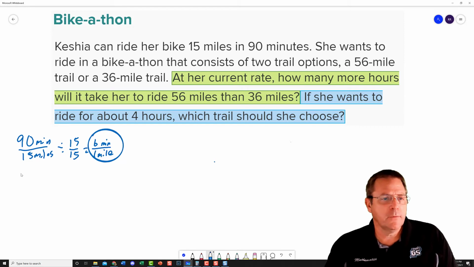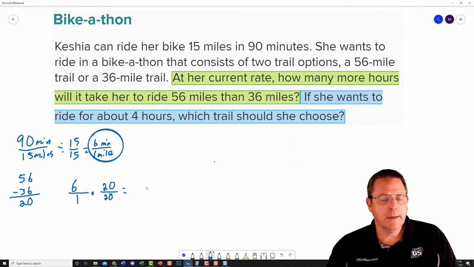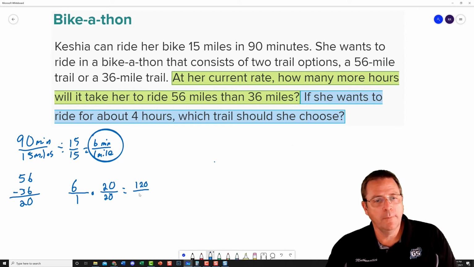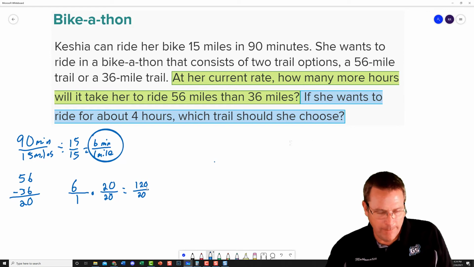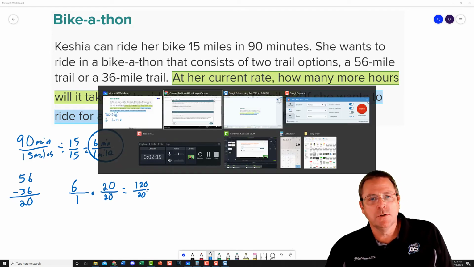Next, I'm going to find out the difference of my miles. So I'm going to take the 56 miles minus the 36 miles, and that's going to give me a difference of 20 miles. And I'm going to multiply that by the 6 over 1. So where I have the 6 over 1, I'm going to multiply by 20 over 20, and that is going to end up equaling 6 times 20, which is 120 over 20 minutes. So the 20 mile difference is going to be 120 minutes difference, also known as 2 hours difference.